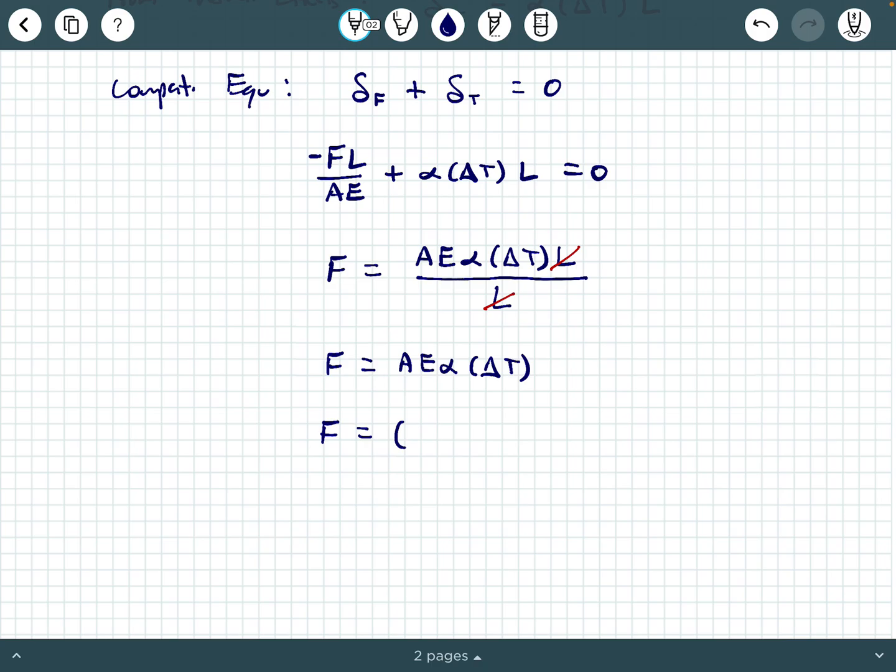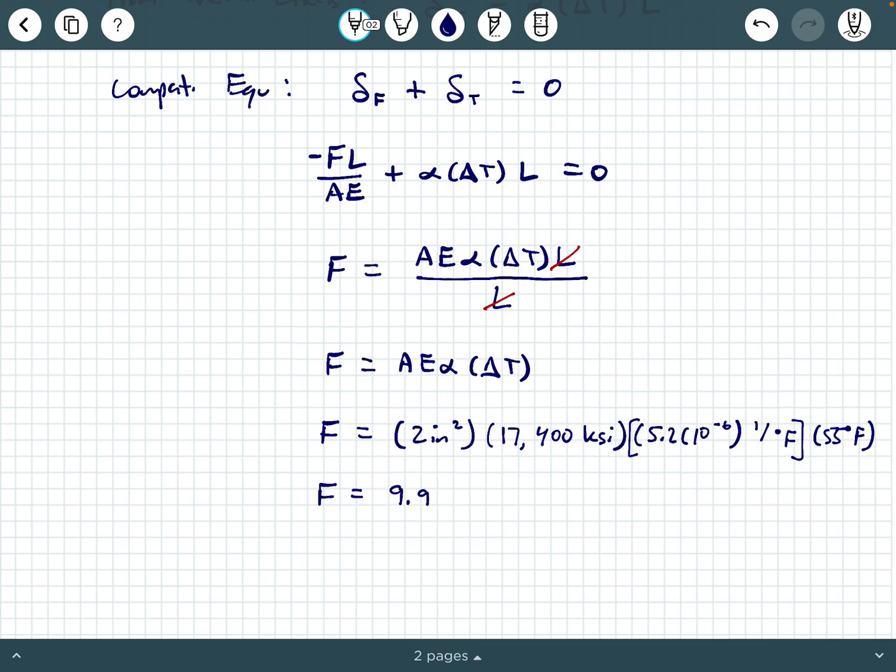Our cross-section area was 2 inches by 1 inch, so that's obviously a rectangle, so that's 2 square inches, times 17,400 KSI, that's the modulus of elasticity that was given in the problem statement, times 5.2 times 10 to the minus 6, 1 over degrees Fahrenheit. Let's be proper with our brackets here, and then times 55 degrees Fahrenheit. So when we substitute all this in and punch it through our calculators, we get about 9.95 kips.